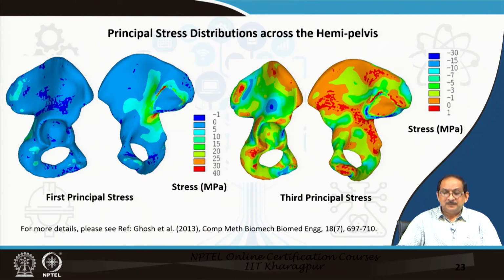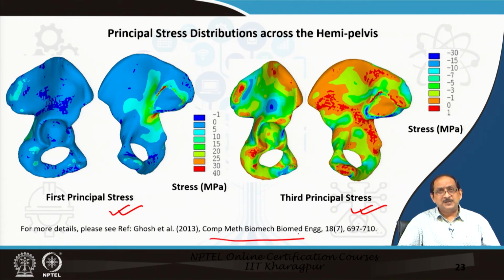Now, let me present the principal stress distribution across the hemipelvis. As you can see in the figure, the first principal stress is plotted on the left in two views, whereas the third principal stress is plotted on the right, that is also in two views. For more details about this study, you may please refer to our published paper in the journal Computer Methods in Biomechanics and Biomedical Engineering.